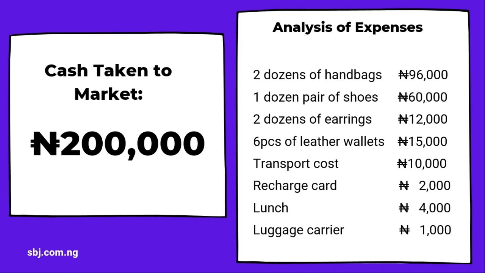So let's go. So you took 200,000 naira to the market, and this is what you bought. You bought 2 dozens of handbags, which is 96,000 naira. You bought 1 dozen pair of shoes, 60,000. You bought 2 dozens of earrings. You bought 6 pieces of leather wallets, 15,000 naira. Your transport costs, cost of taking yourself from your location to Lagos. Or let's even assume that you actually paid for somebody to bring in these items for you. So you had to pay so much because they are so heavy. And the person collected 10,000 naira, transport and delivery.